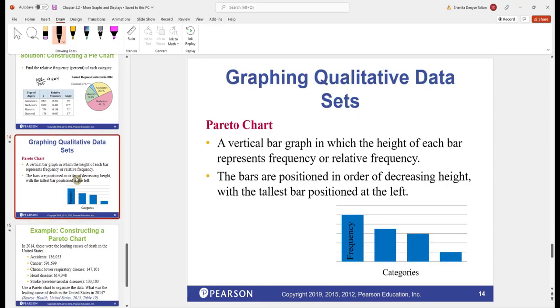Another way you can display data is in the Pareto chart. It's like a vertical bar graph in which the height of each bar represents frequency or relative frequencies. In a Pareto chart, the bars go in order of decreasing height. So it goes from the largest, the tallest, down to the shortest. The tallest is to the left, the shortest is to the right. So a bar chart deals with categorical data.